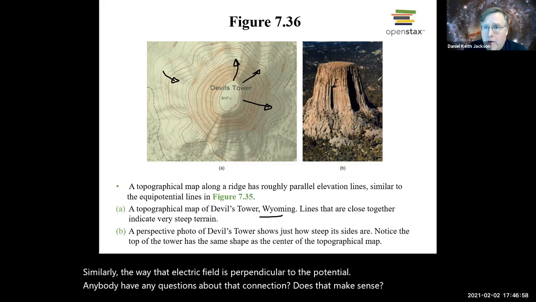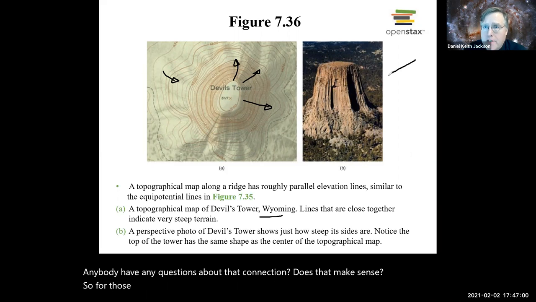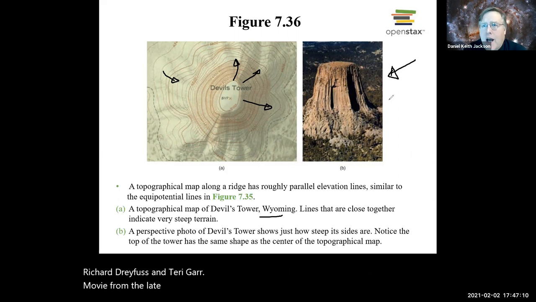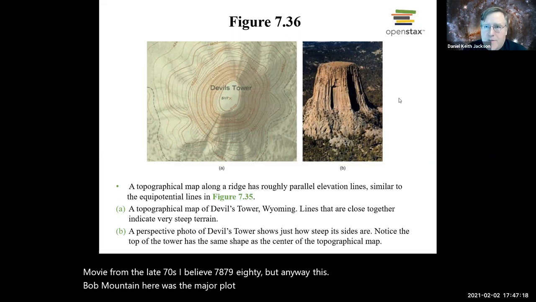So for those of you who don't know, there's a movie called Close Encounters of the Third Kind with Richard Dreyfuss and Terri Garr. Fun movie from the late 70s, I believe, 78, 79, 80. But anyway, this mountain here was the major plot point to it. So it's a fun movie. It's well made. I'd check it out if you get a chance.